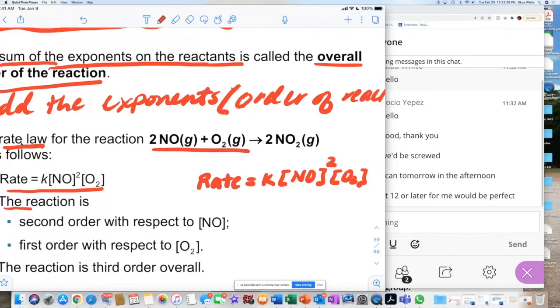The reaction is second order overall, with the K that we just figured out. Now the individual ones: if you're looking at how the reaction rate is influenced by NO, it's going to be second order with respect to NO. How is the reaction rate influenced by O2? The reaction rate is going to be first order with respect to O2.